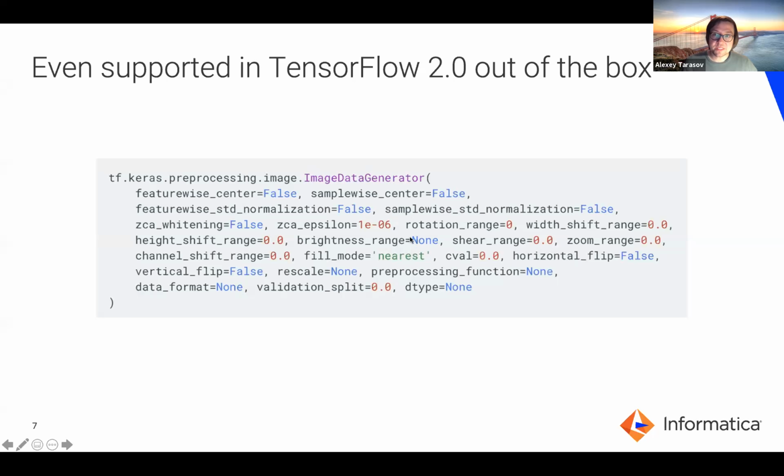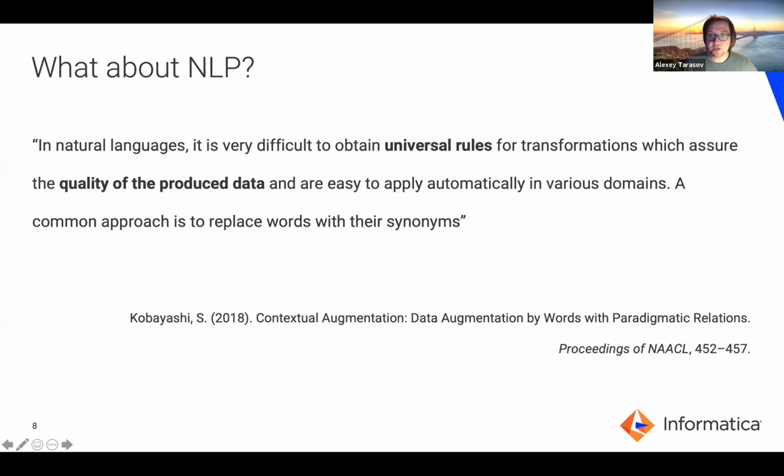In NLP, it's slightly different. And there is actually a nice quote here that I'd like to give. In natural languages, it's very difficult to obtain universal rules. So you can try hard, but you won't be able to come up with something that works for anything you might think of, which assures the quality of the produced data. So it's kind of a polite way of saying, well, even if you get universal rules, then you won't end up with very high quality data. So a bit pessimistic, but we thought, well, come on, it was 2018. In 2 years, a lot can change. So maybe we can do something.